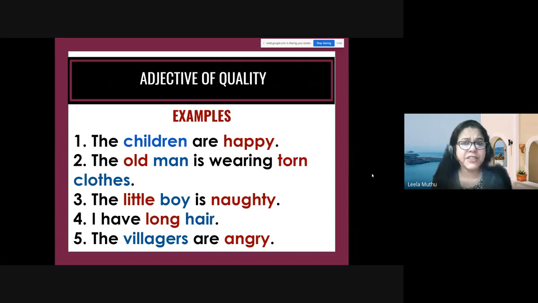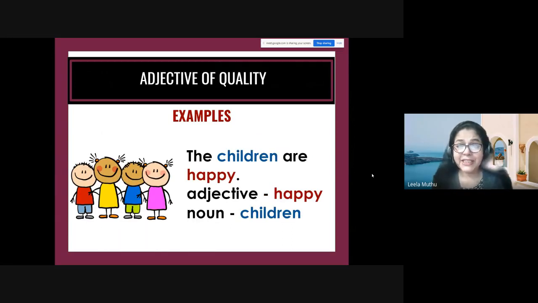I heard there was a lot of agitation after the elections. They're angry. How are they? Angry villagers. Okay. So the children are happy. Adjective is happy and noun is children.